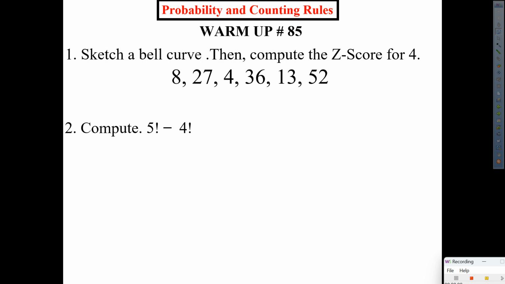Also, today we're going to wrap up our counting rules. So hopefully you got your horses, right? So you can hold your horses. Nice. All right. So let's get cracking, please.